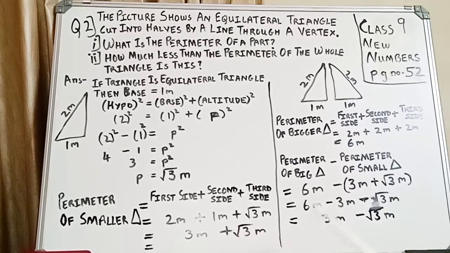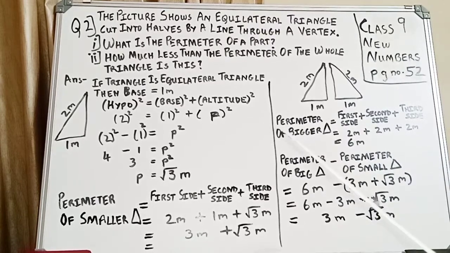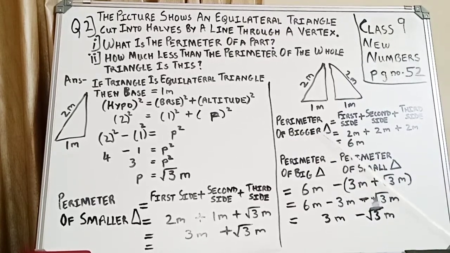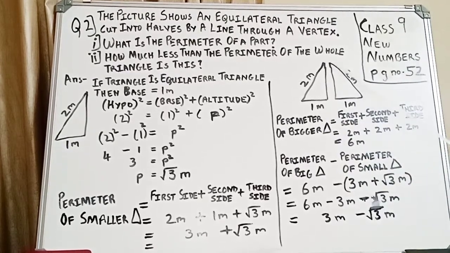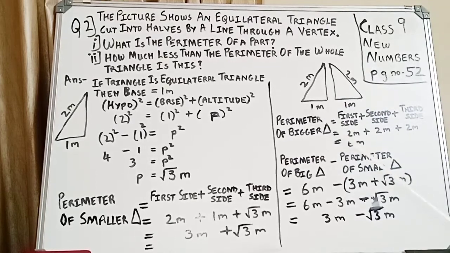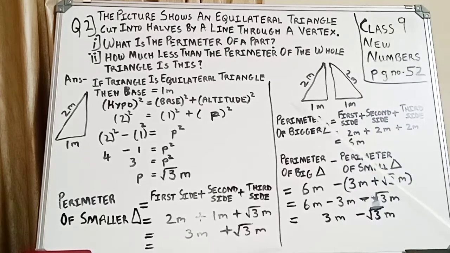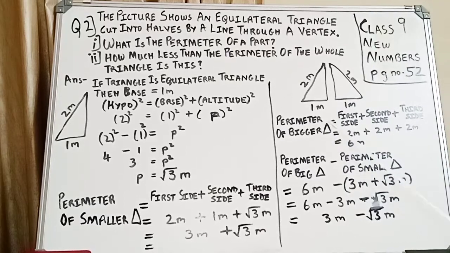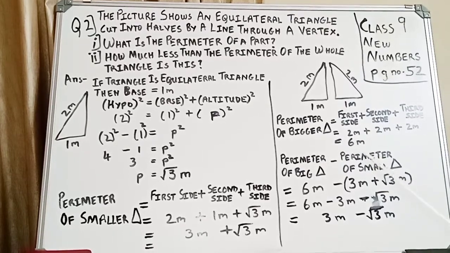Now we have to find out the perimeter of the larger triangle. To find the perimeter of the larger triangle, we have to write it down like this. Perimeter of the larger triangle is equal to the first side plus the second side plus the third side. Since you are already aware, all sides are 2 meter since this is an equilateral triangle. So 2 meter plus 2 meter plus 2 meter is equal to 6 meter.